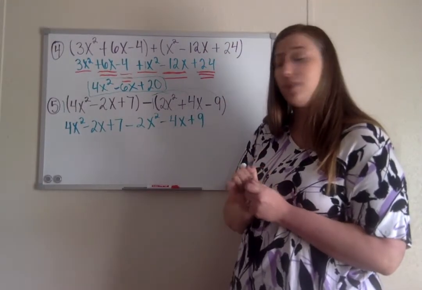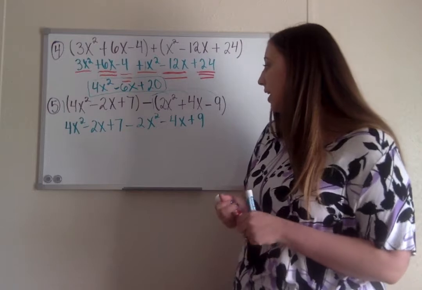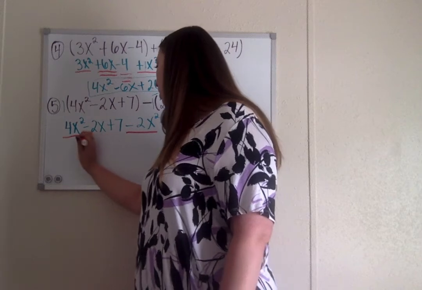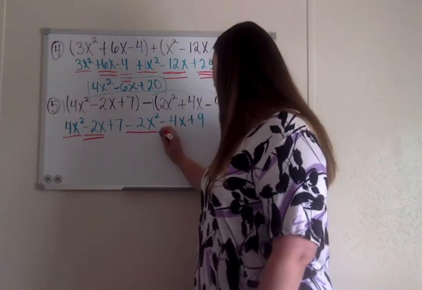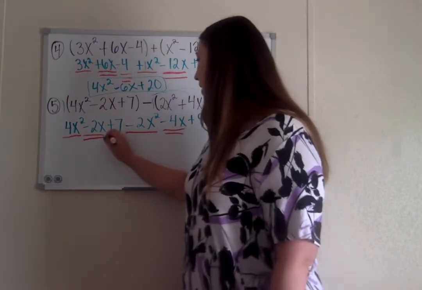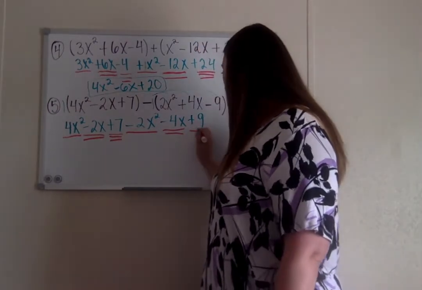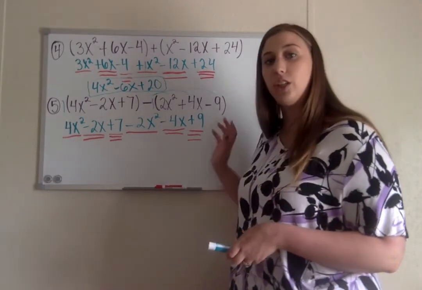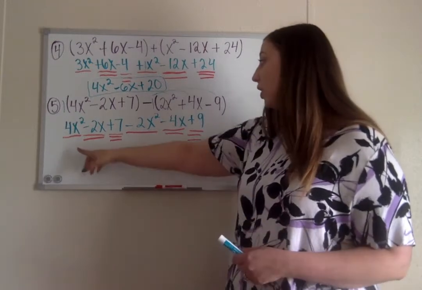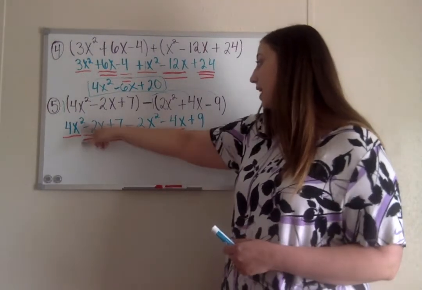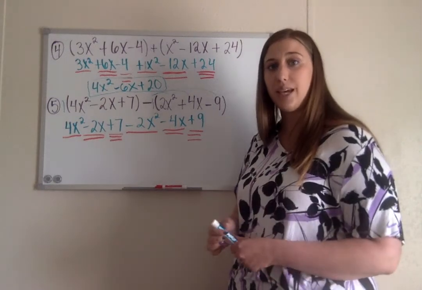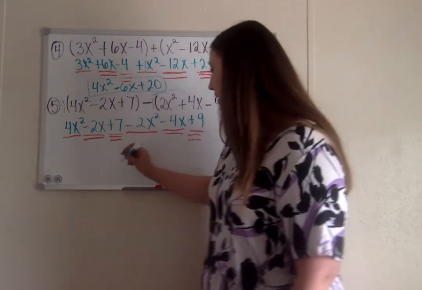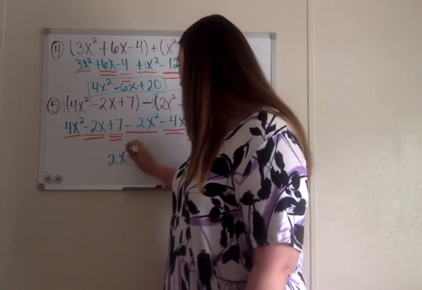Now that our parentheses are gone, we can start looking at our like terms. We have 4x squared minus 2x squared. A negative 2x pairs with a negative 4x, and then a plus 7 goes along with plus 9. Again, I'm identifying these just by looking at which terms look exactly the same. 4x squared and 2x squared both have an x with a little 2, which means they are the same term. So now combining them, 4x squared minus 2x squared gives us 2x squared.